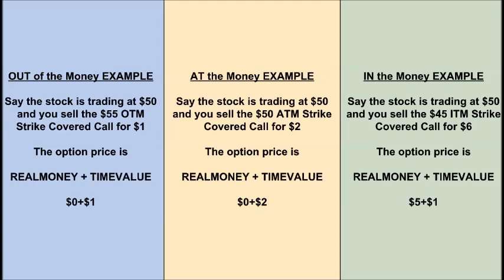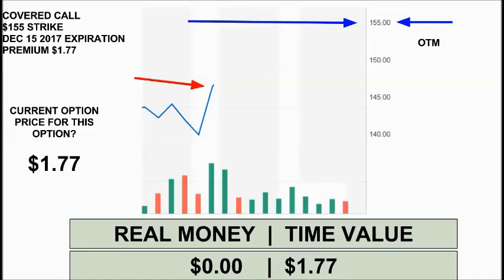And see how we got paid $6 for that in the money strike. Stock's trading at 50, we write the 45, we get paid $6. That option in that options chain will be sitting there at $6. Now, guys, here's an example.